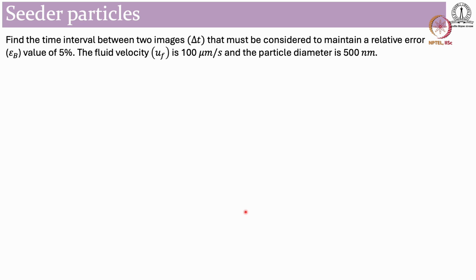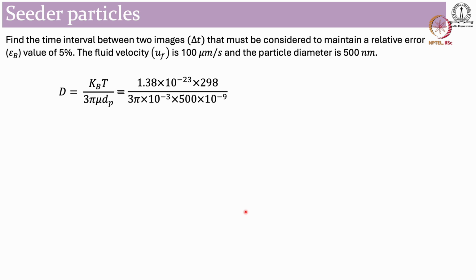So we need to find the delta t. First we'll see what is the diffusion coefficient, which is given as the Boltzmann constant times temperature divided by 3 pi mu dp. If you put the values of the Boltzmann constant and the temperature in Kelvin, you end up getting a value that is 8.7 times 10 to the power minus 13 meter square per second. This is the diffusion coefficient.